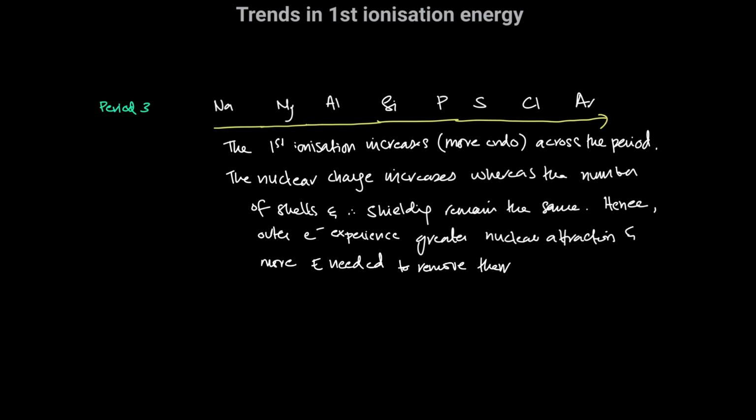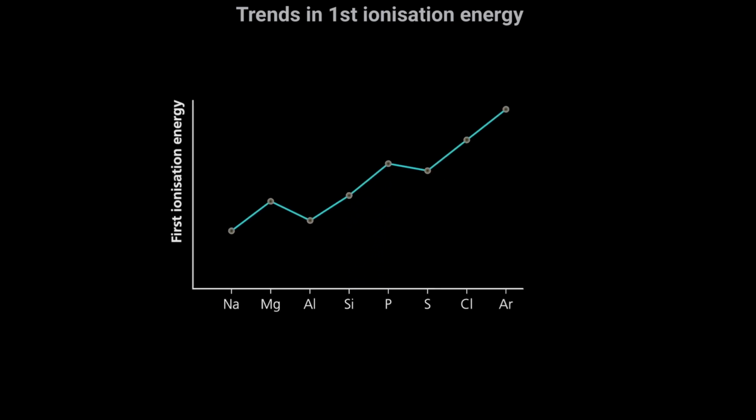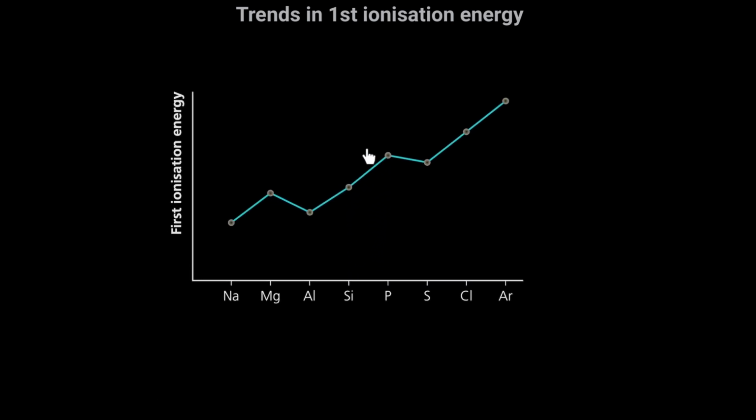This is the general trend in the first ionization energy across the period. There are exceptions to this trend. So here's a graph that shows the increasing trend across the period in the first ionization energy. So we have a generally increasing trend. As I mentioned, this is a general trend, but there are exceptions. We see that the first ionization energy decreases as we go from magnesium to aluminum.